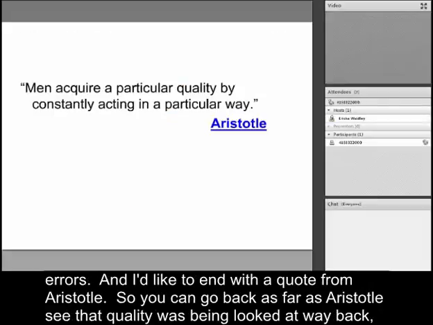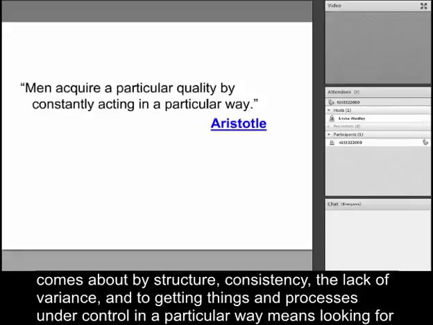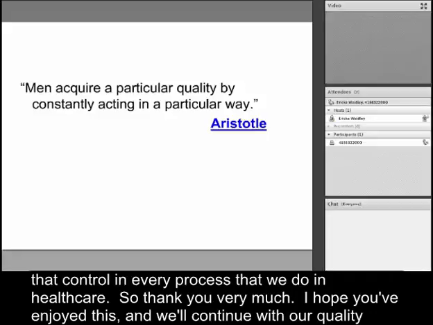And I'd like to end with a quote from Aristotle. So you can go back as far as Aristotle and see that quality was being looked at way back early in our history. And Aristotle says that men acquire a particular quality by constantly acting in a particular way. So what he's saying is that quality comes about by structure, consistency, the lack of variance, and getting things and processes under control in a particular way means looking for that control in every process that we do in healthcare.